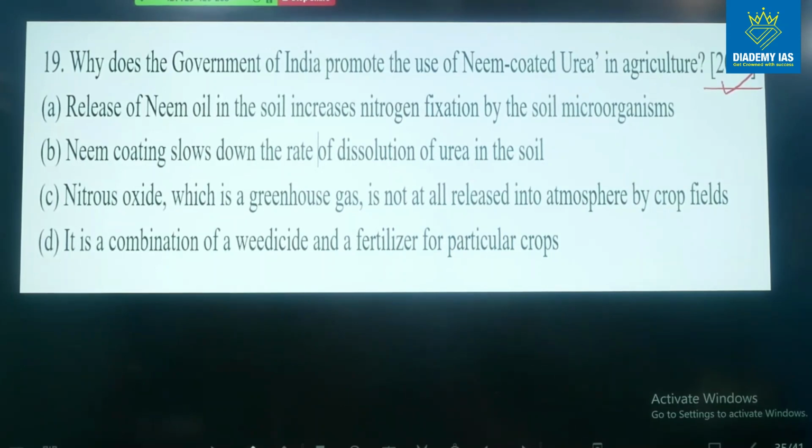So as I told you, this is an overlapping area. Agriculture is an overlapping area. I have given this question over here, but strictly speaking, this is a question of environment or geography. What is the answer? Tell me, people, what is your answer?